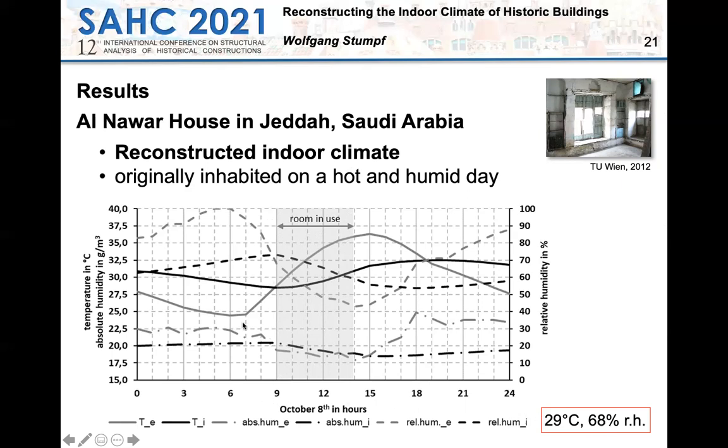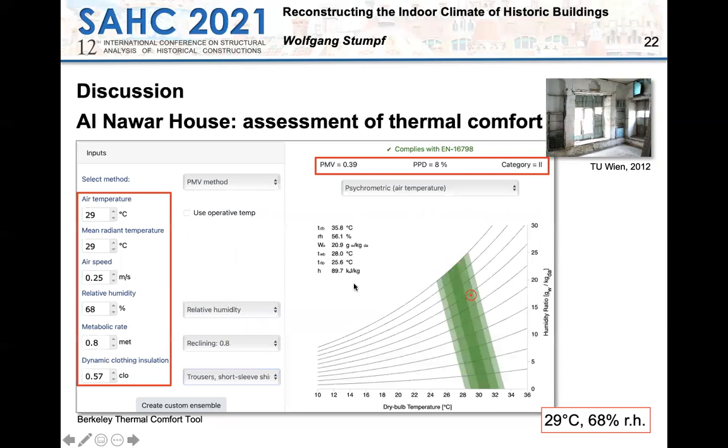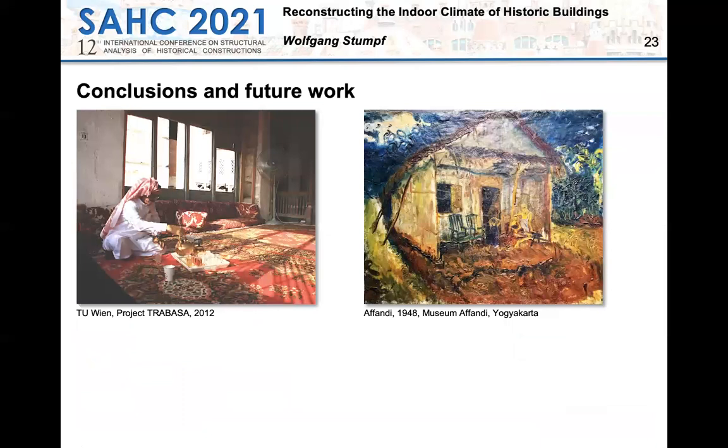The result was that between 9 o'clock in the morning and 2 o'clock in the afternoon, the thermal comfort was given. Here we are in the green zone. Only 8% of persons in this room were dissatisfied. This is what we see here with the owner of the building, Sami Nawar. He owns the Al Nawar house and he grew up in this building.